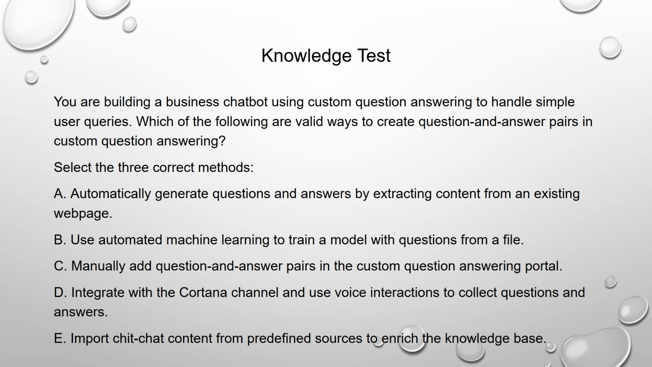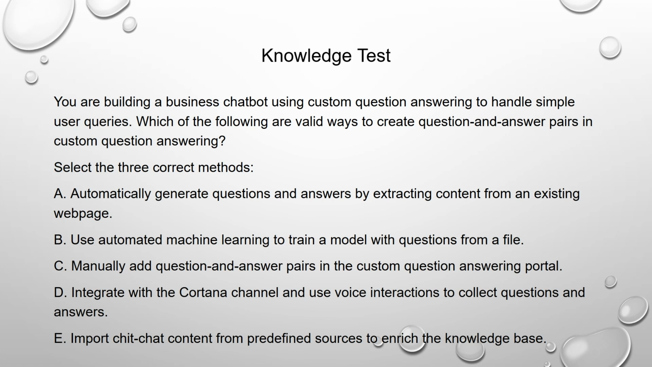So the first option is automatically generate questions and answers by extracting content from an existing web page. And we know that is the correct answer because that is what we did. We auto-generated question and answers from an already existing web page. We provided the URL and selected auto-generate. So that is the method we followed in our demo. Then option B is use automated machine learning to train a model with questions from a file. So that is not a valid option. There is nothing like automated machine learning to train a question answering model. That option is not available.